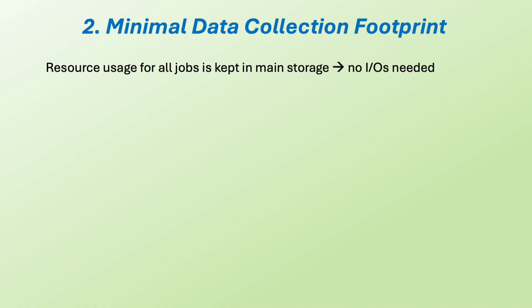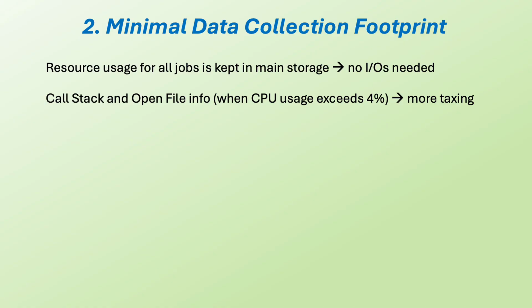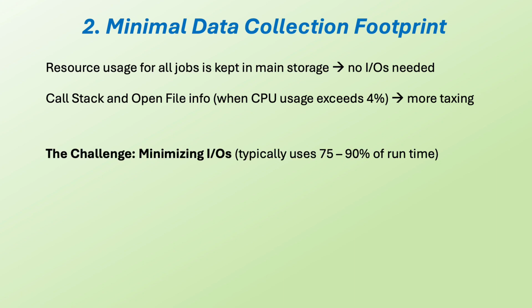The hardest part of the GiAPA project was collecting all this data while keeping CPU usage low. Here is how we achieved that. Collecting the resource usage for all active jobs is cheap, because the data is kept in memory. Collecting call stacks and open file data is more expensive and therefore limited to when a hotspot is triggered. Our main concern, however, was IOs, since commercial applications typically spend more than 80% of their time on IOs.